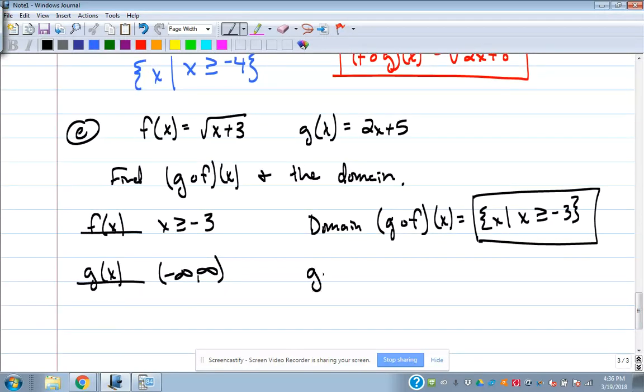Let's get the composite function, g composed with f. So we're taking f of x and replacing x. X plus 3, and then there's plus 5 on the outside. Can we combine this 3 and this 5? No. This 3 is on the inside of the square root. The 5 is not. You can't put them together. There's nothing else you can do. Just leave it alone.